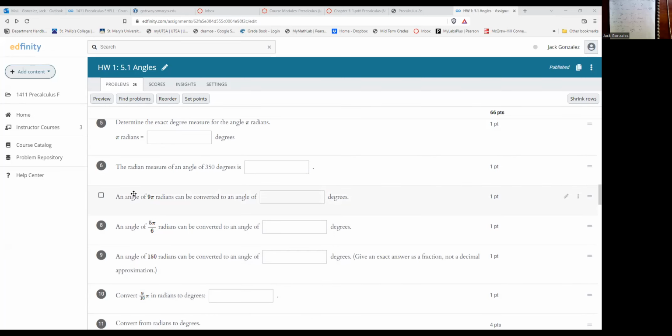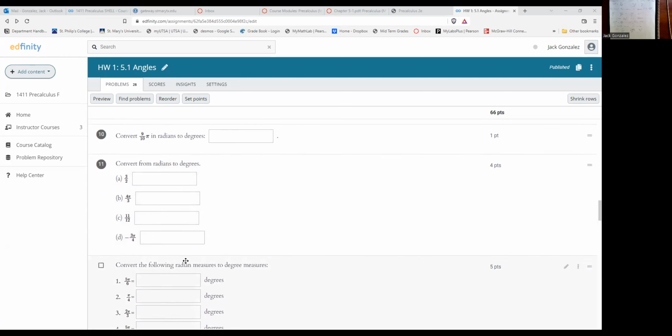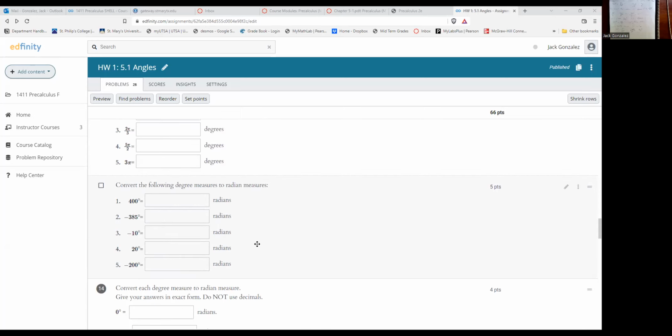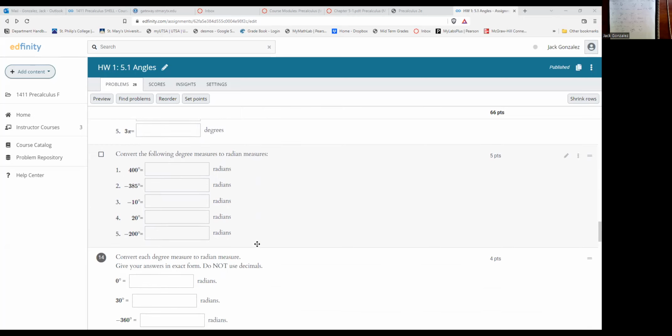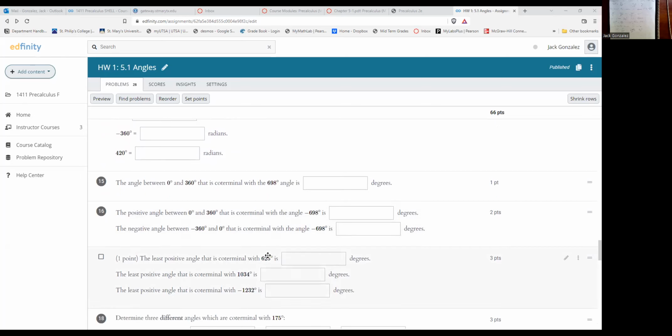Okay. So 5, 6, 7, 8 would be very similar. Just convert either from radians to degrees, or degrees to radians. Make sure you use the correct formula that I gave you. You should be good. Same thing here. I don't think there's anything else that we need to cover. Negative angle between 6 and 0.